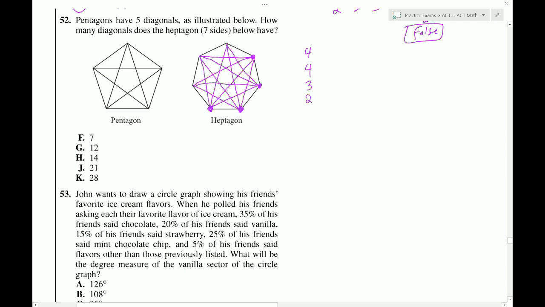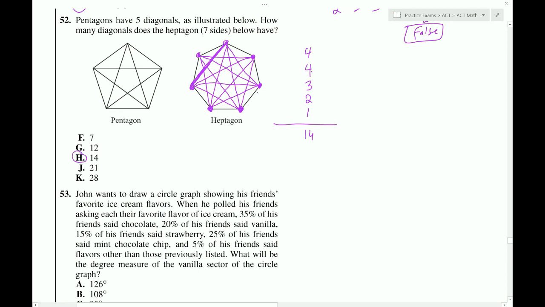Finally we look at this point here, and it has 3 lines emanating from it, so we're probably only going to get 1 line out of this one. 1. Then when you look at this vertex here, it's got all 4 drawn already, so there's not going to be any more than that. And this one here has got all 4 drawn already, so there's not going to be any more from it. So 4, 8, 9, 10, 11, 12, 13, 14. So I'd go with answer choice H.